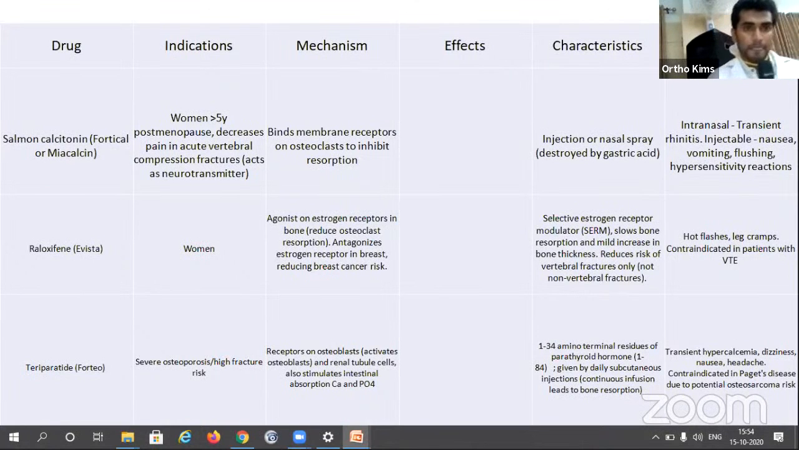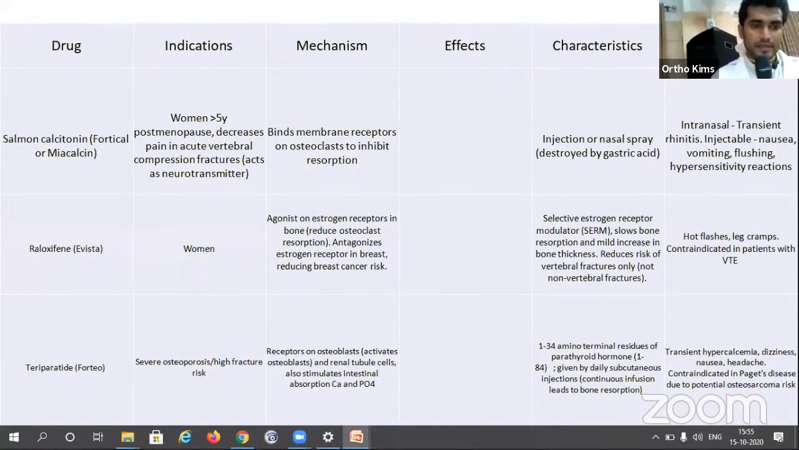Raloxifene, that is Evista. Its mechanism of action is it acts as an agonist on estrogen receptors in bone as it reduces the osteoclast resorption, and antagonizes the estrogen receptor in the breast, reducing breast cancer risk. Selective estrogen receptor modulator, that is slow bone resorption and mild increase in the bone thickening, reduces the risk of vertebral fracture. Its adverse effects are hot flashes, leg cramps, and it is contraindicated in patients with VTE.